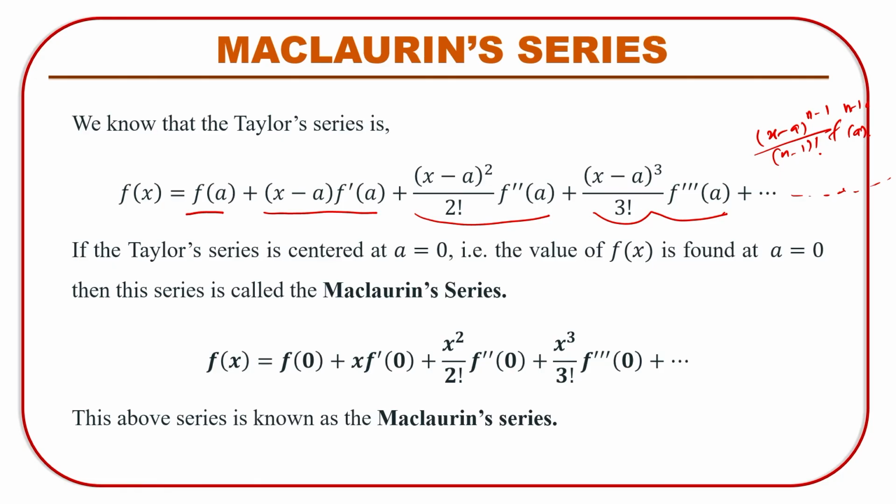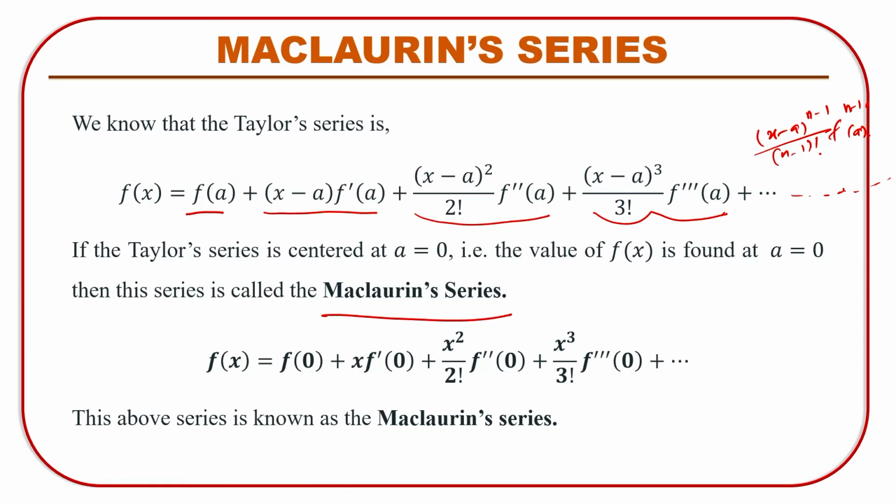Now, if I put a equal to 0 here, this will become the Maclaurin series. So, the first question is, how many terms does the Maclaurin series contain? Obviously, it is the sum of infinite terms, and it is in a very lucid manner. As you can see, f(x) equal to f(0) plus x into f dash of 0, plus x square by factorial 2 f double dash of 0, and so on, by putting a equal to 0 here.